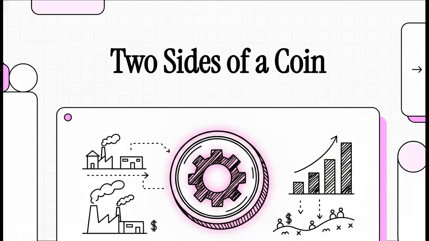Have you ever just stopped and wondered how we can possibly put a single number on the entire economy of a country? I mean, it sounds impossible, right? But it turns out there's a really cool logic to it. Think of a country's entire economy like a giant coin. Today, we're going to look at both sides of that coin to really understand how economists measure all that activity.